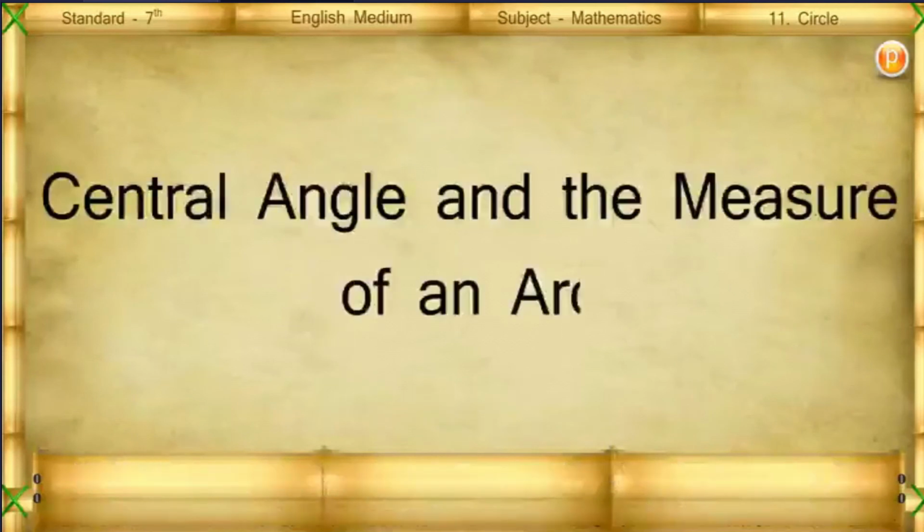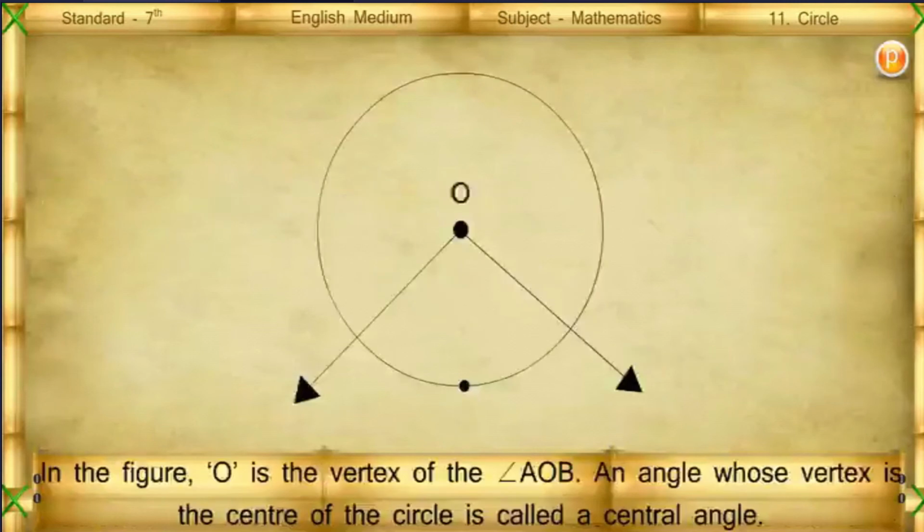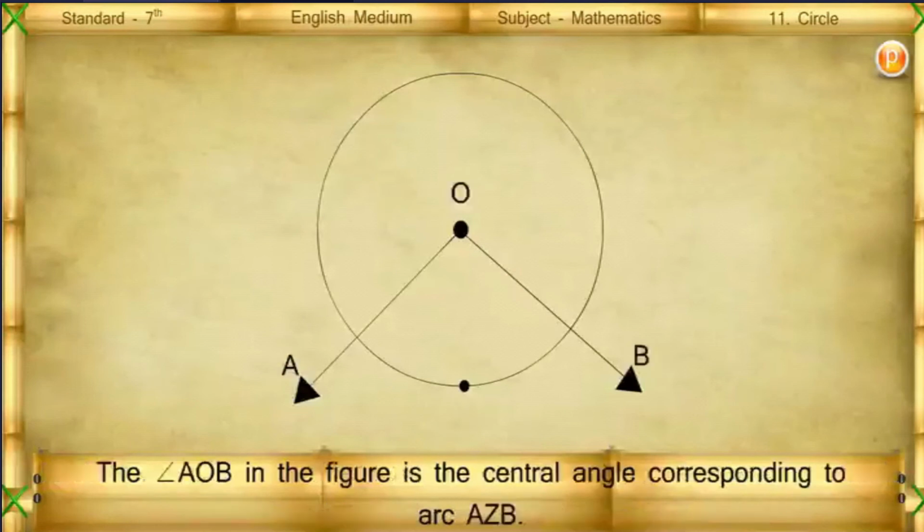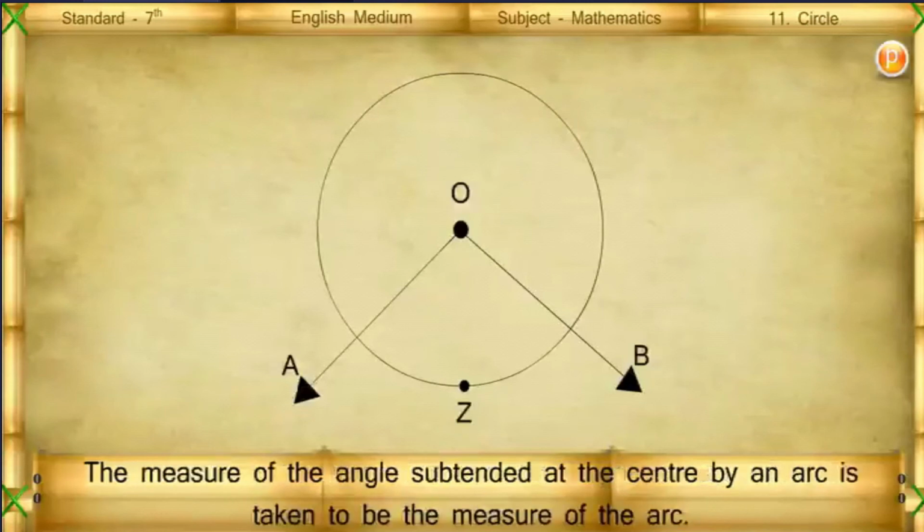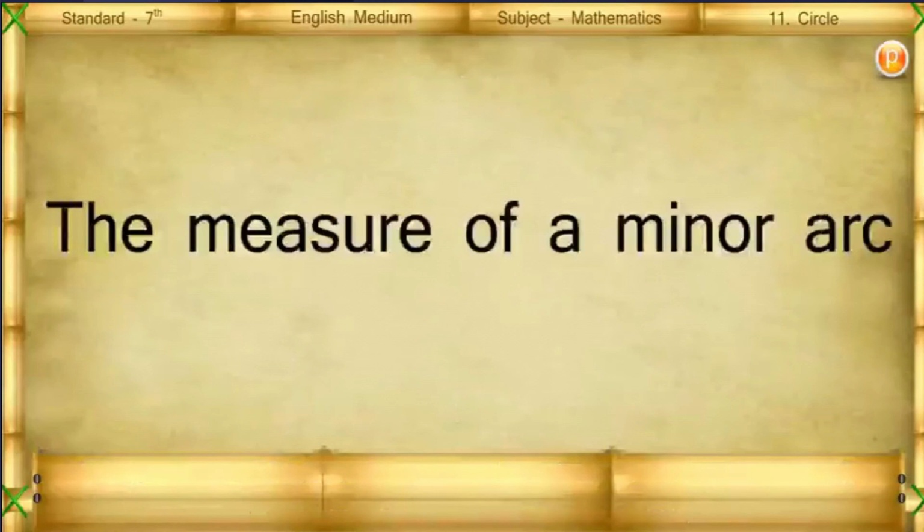Central angle and the measure of an arc. In the figure, O is the vertex of angle AOB. An angle whose vertex is the center of the circle is called a central angle. The angle AOB in the figure is the central angle corresponding to arc AZB. The measure of the angle subtended at the center by an arc is taken to be the measure of the arc.